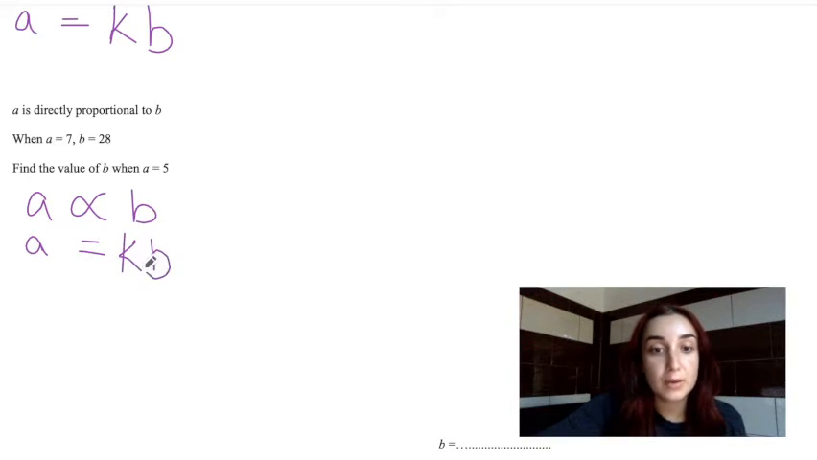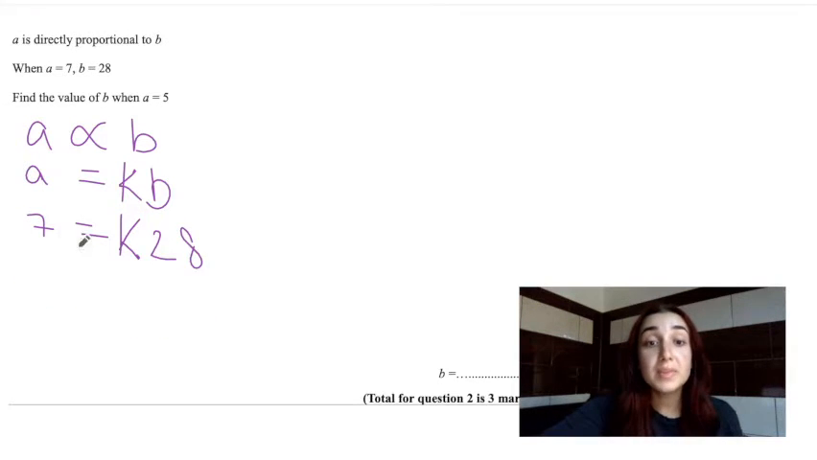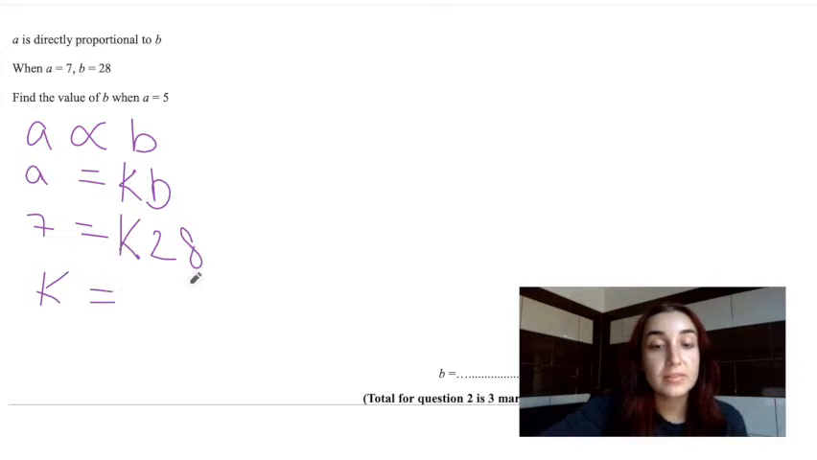Remember, this is extremely important. They've told us that when A is 7, so we can replace A with 7, B is 28. We still don't know K, but we know that B is 28, so we can write that down. From this, we can find K by dividing through by 28. So K will be equal to 7 over 28, which is 1 over 4. So we found out what K is.